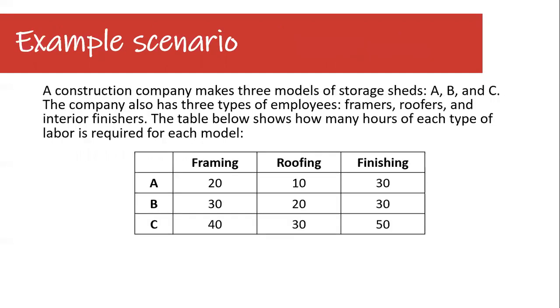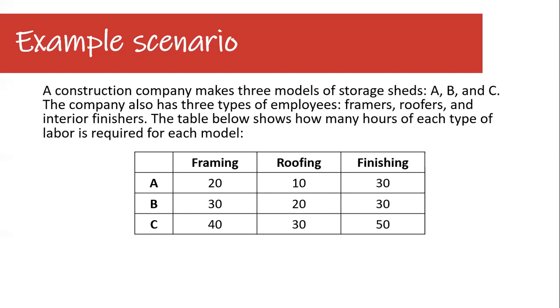Now let's talk about an example scenario that's going to follow us through this section, and we'll come back to it in the next section's lecture as well. In this scenario, we have a construction company who makes three models of storage sheds. They have Model A, Model B, and Model C. They also have three types of employees. They have people who do the framing, people who do the roofing, and people who finish off the interior.